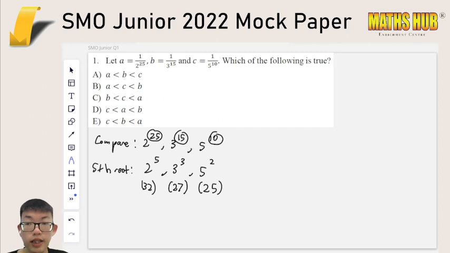So that means that these are in descending order, and if these are in descending order, when you take their reciprocals, then the order is reversed. So the answer is option A.